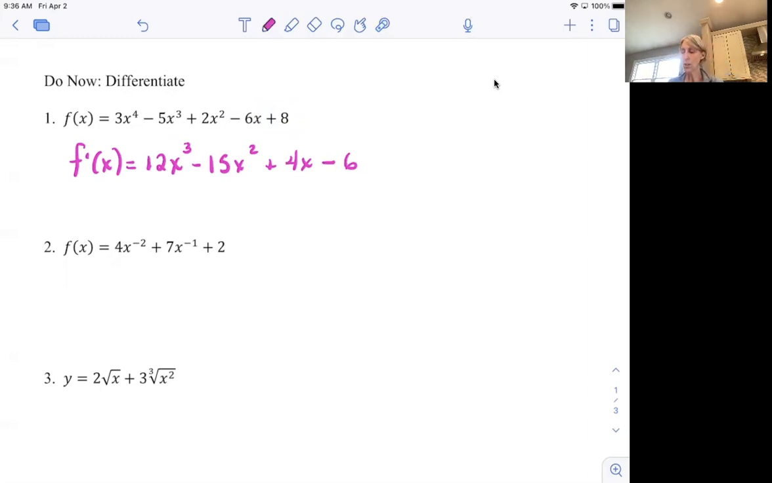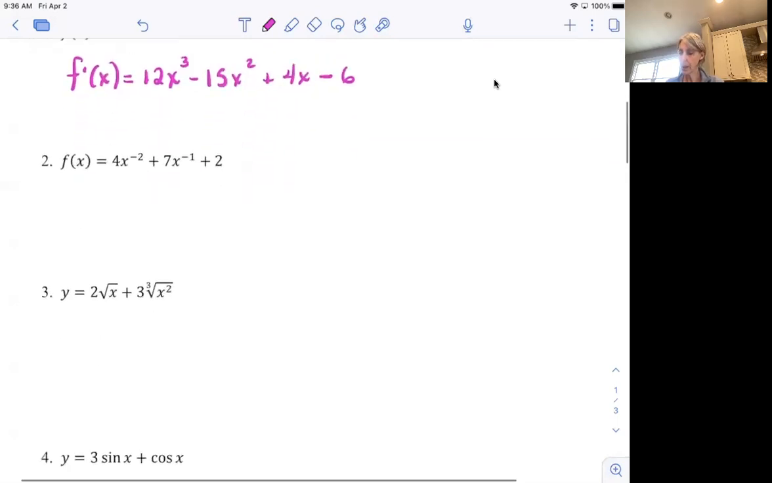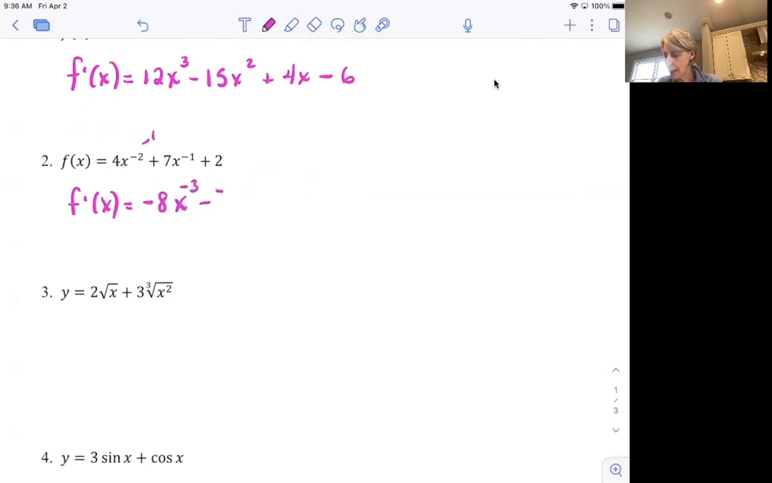Okay, and just to remind you, this saves you the trouble of doing the definition of the derivative once we know these rules. If f of x equals 4x to the negative 2 plus 7x to the negative 1 plus 2, term by term, apply your rules. Negative 8x to the negative third minus 7x to the negative 2, and the 2 just becomes a 0. We can rewrite this with positive exponents if needed. You should know how to do this.